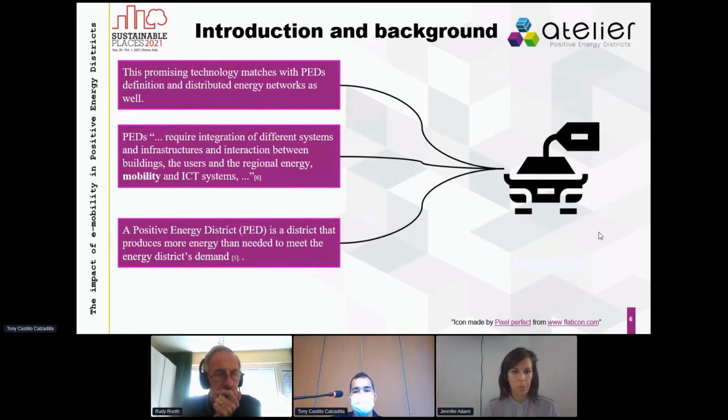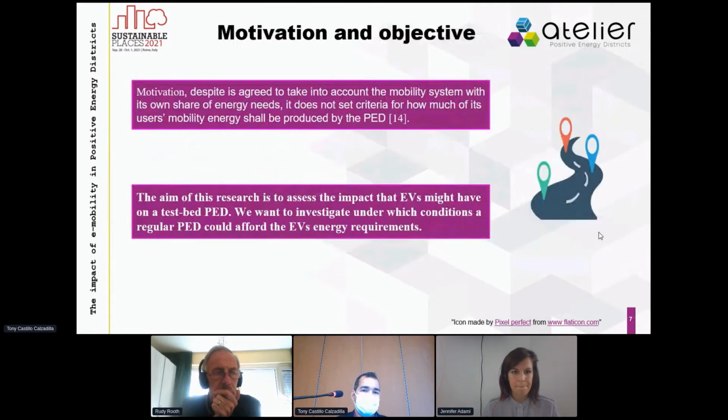Well, which is the motivation? Our motivation is to take into account the mobility system with its own share of energy needs. It doesn't work unless we have found criteria for how much of each user's mobility energy shall be produced by the PET. The aim of this research is to assess the impact electric vehicles might have on a testbed PET.